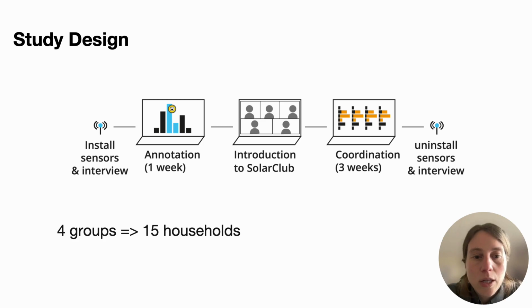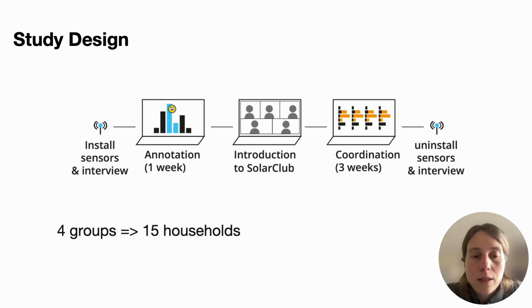So we tested SolarClub with 4 groups of actual neighbors within the UK. Each group had 3 to 4 households, so there was a total of 15 households in our deployments. And because there was potentially more than one individual interviewed in each household, we talked to approximately 19 individuals.